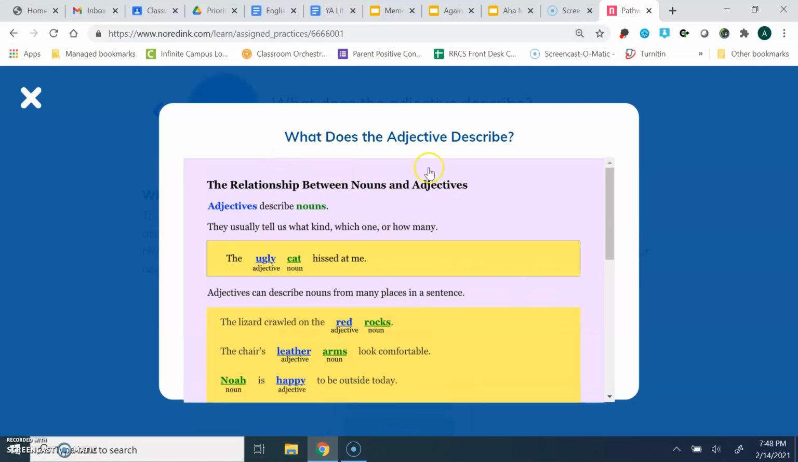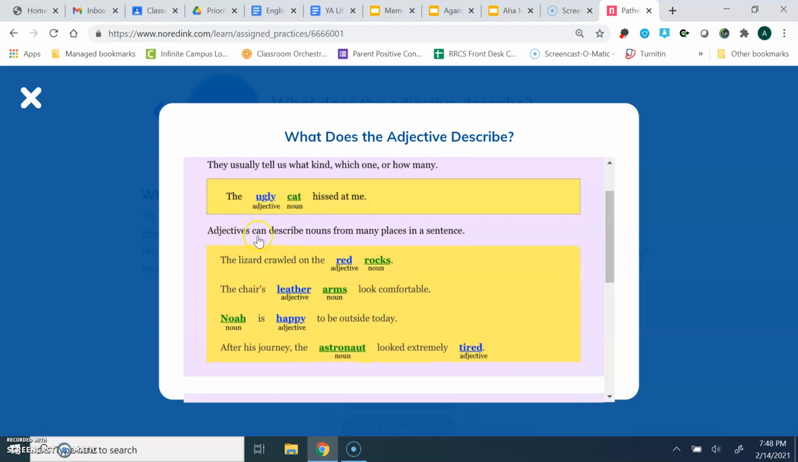So here, what does the adjective describe? The relationship between nouns and adjectives. So an adjective describes a noun. That's how they relate to each other. They usually tell us what kind, which one, or how many. So in this unfortunate sentence, the ugly cat hissed at me. Ugly here is the adjective that's describing the noun cat. Ugly cat. All right. Adjectives can describe nouns from any place in the sentence.